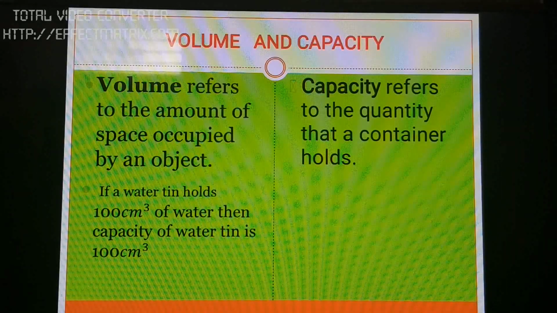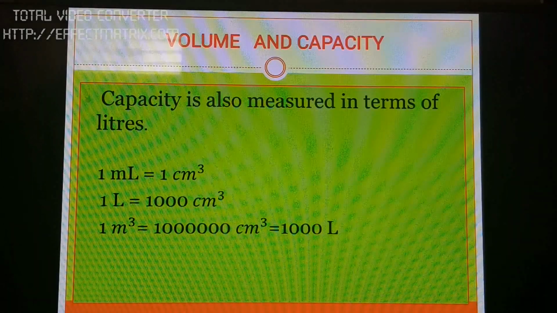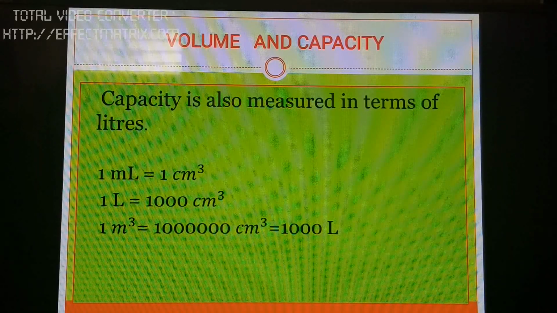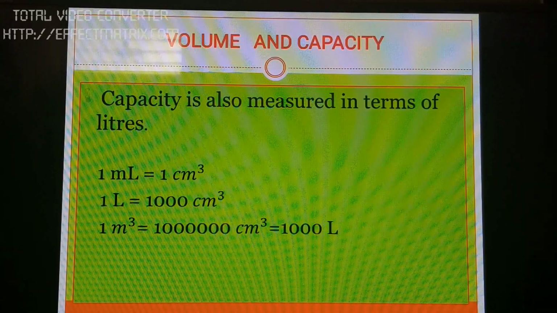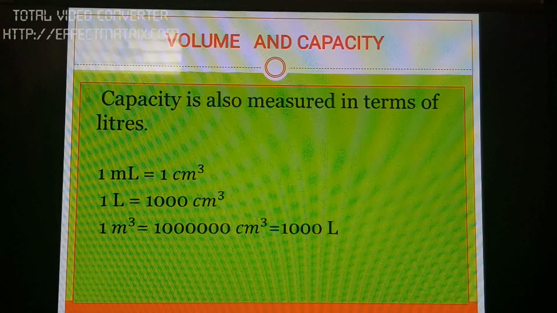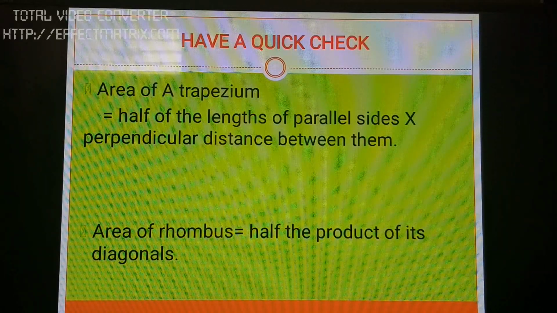We can also express capacity in terms of liters. For example, if the volume of an object is 1 cubic centimeter, it means its capacity is 1 milliliter, and if some jug has a volume of 1000 cubic centimeter, it means its capacity is 1 liter, and if a bucket has a capacity of 10 lakh cubic centimeter, then its capacity is 1,000 liter. So now we are at the end of this topic, and have a quick check.